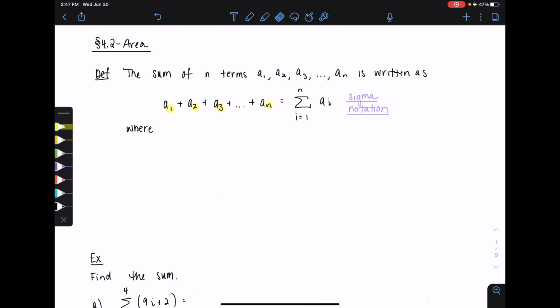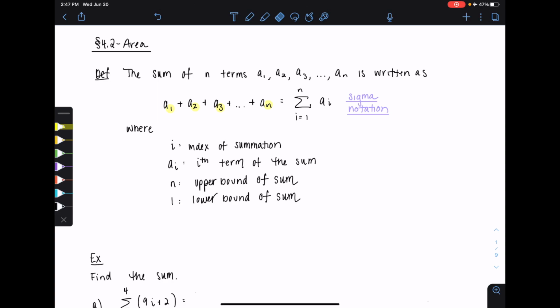All of these pieces have names. i is our index of summation, so it's the thing that's going to be changing. a_i is the ith term of the sum, so it's what you get when you plug in i equals 5, 6, 7. n is the upper bound, 1 is the lower bound, and sigma is a Greek letter indicating a sum.